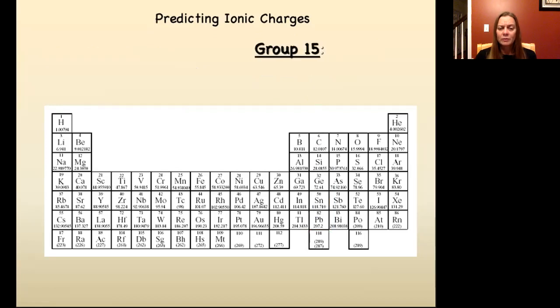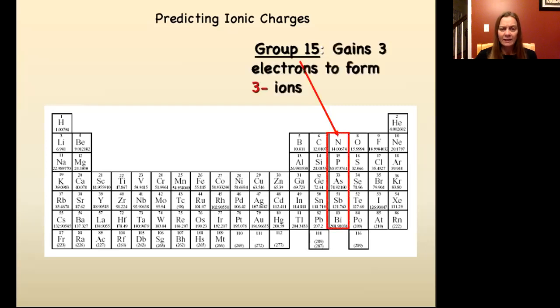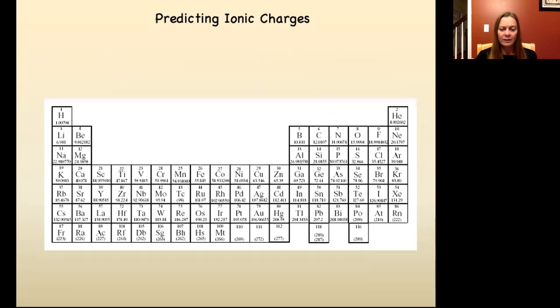So now we move to group 15. We know that we have 5 valence electrons. And so here, in order to get to 8, it's going to be easier for them to gain 3 electrons and form ions with a charge of -3. So nitride, phosphide, arsenide. So those are our group 15 ions.